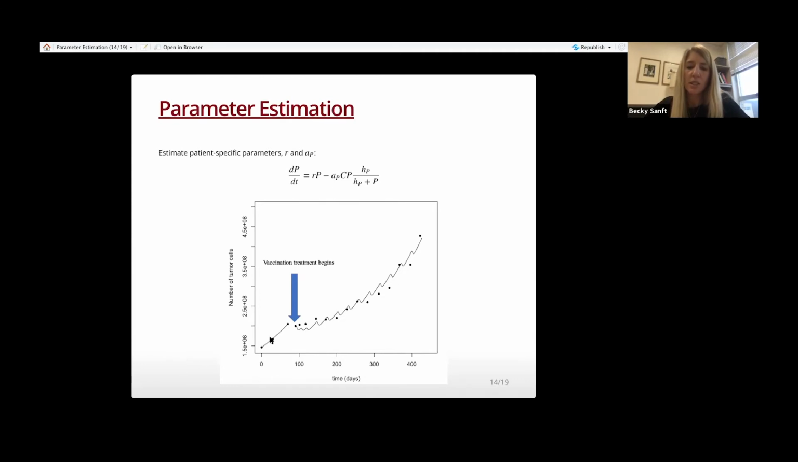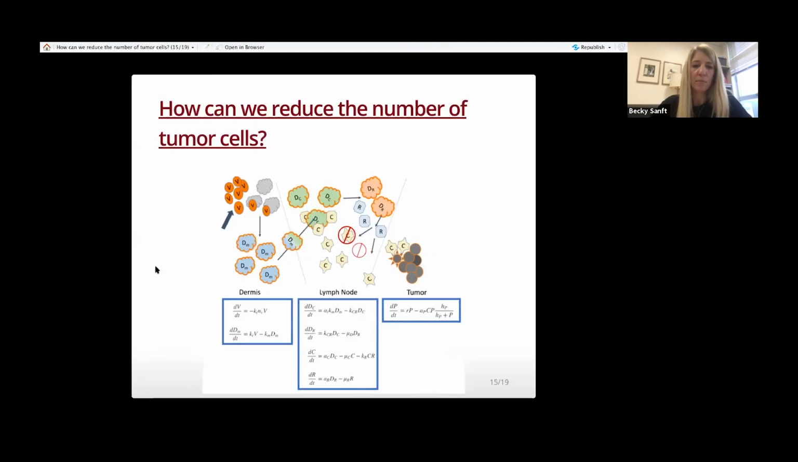The students will take the pre-vaccine data and use that to get their R. Then for the post-vaccine data, when the vaccine treatment begins, they can do some least squares and use an optimization package in R to find the value of AP that gives the best fit between the model and the data. Exactly. So now we have two really critical parameters that are very patient specific.